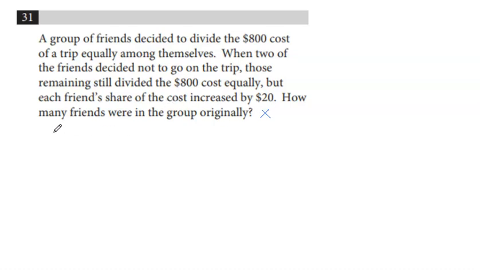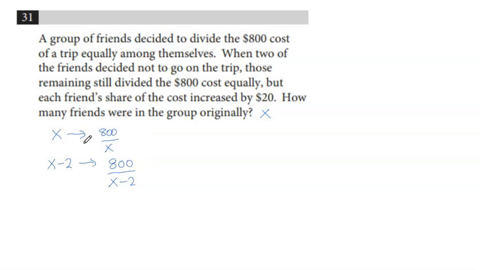All right, so given this X, I'm going to say that when we have X friends, how much did each one pay? Each one was going to pay 800 over X, right? Now, the number of friends has reduced by 2. So now we have X minus 2. With the X minus 2, if they are dividing the $800 equally, then each one is going to pay 800 over X minus 2, right?